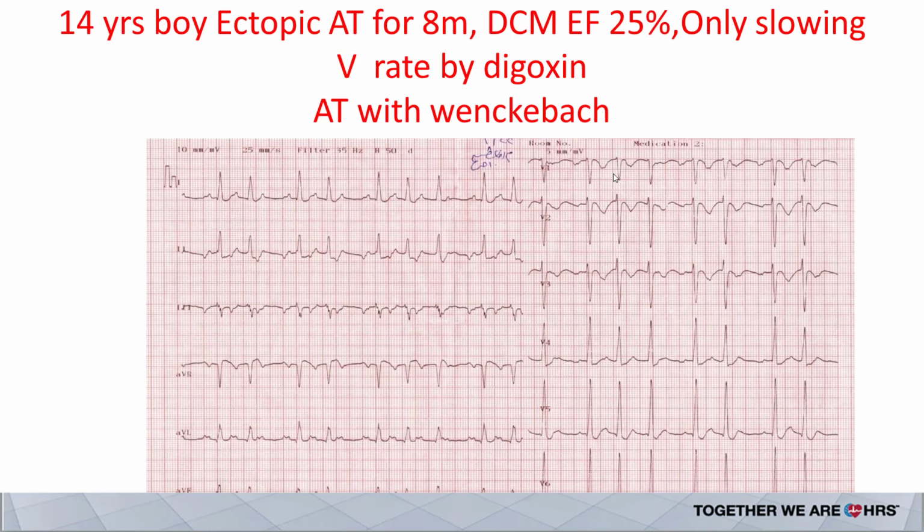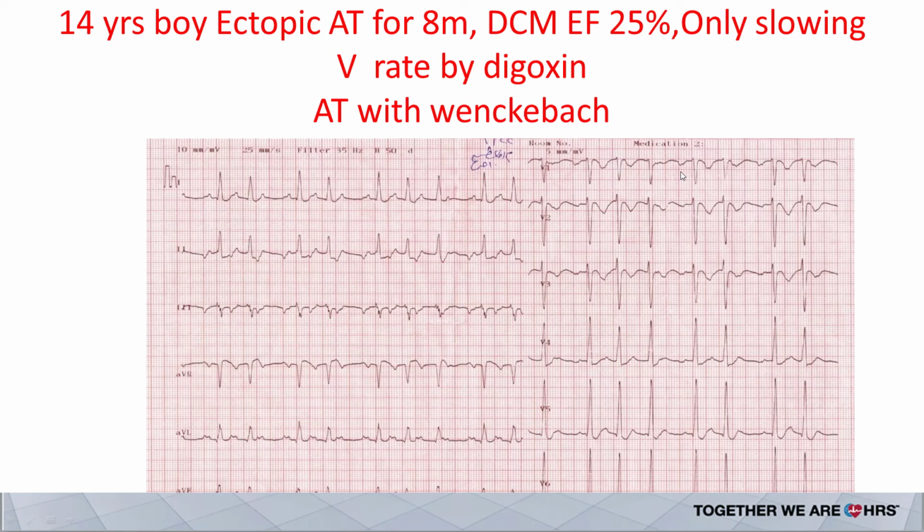This is the fourth case, which was a very nice one. Very, very nice. This is a boy in the middle of these girls, a 14-year-old boy with ectopic atrial tachycardia for 8 months. He developed cardiomyopathy, with ejection fraction 25%. We could only slow down the ventricular rate with digoxin. And we can see that this atrial tachycardia is running with Wenckebach periodicity, as you see: P wave, PR, PR, P dropped, PR, and so forth.